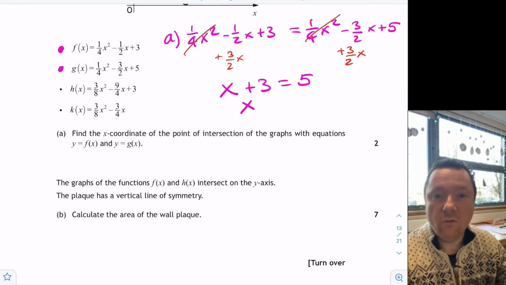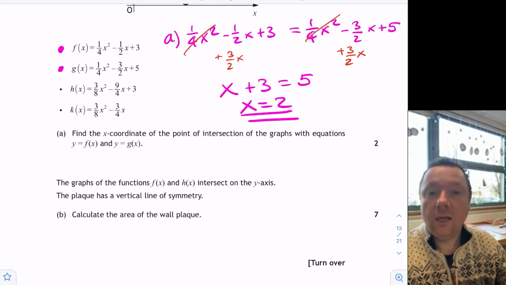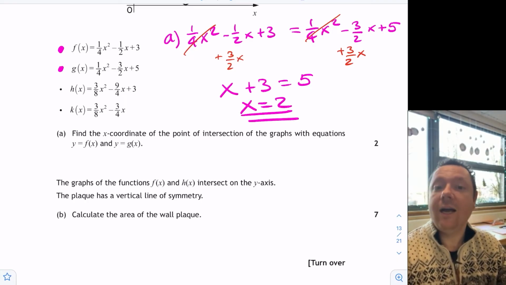And then we can just solve that to find x. Take away 3, so x equals 2. As unlikely as it seems, that's our answer.